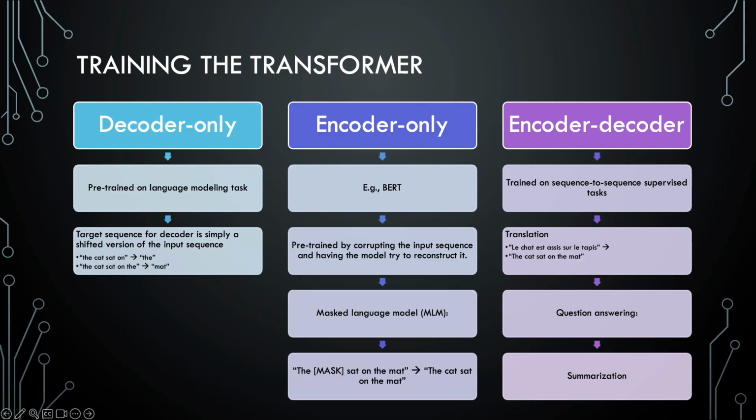Second, we have encoder-only models, like BERT, which stands for Bidirectional Encoder Representations from Transformers. These models are trained by corrupting input sequences and then reconstructing them. For instance, the input might be "the mask sat on the mat", and the output would be "the cat sat on the mat". Third, we have encoder-decoder architectures, which are used for tasks like neural machine translation, question answering, and text summarization. These models encode the input and then decode it to the target language or format.